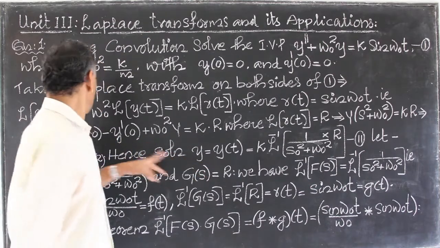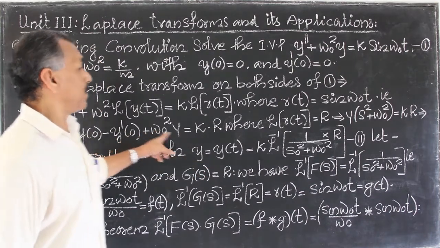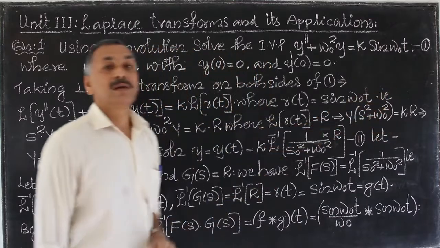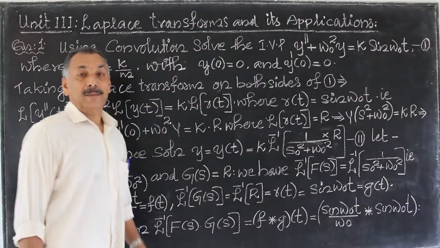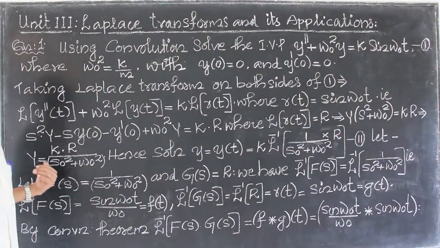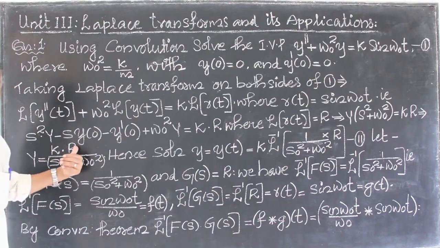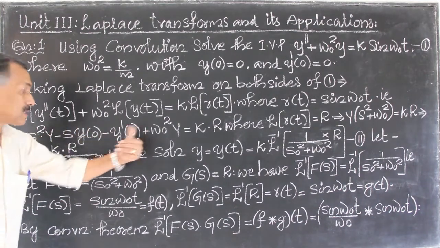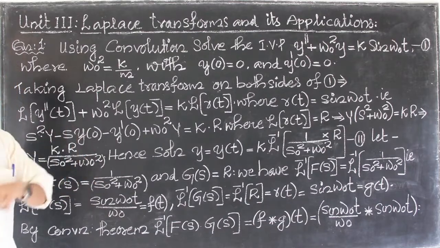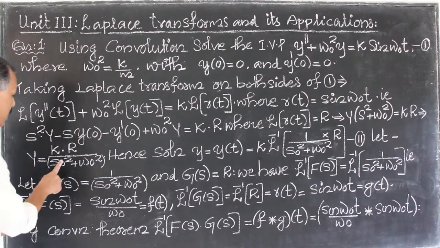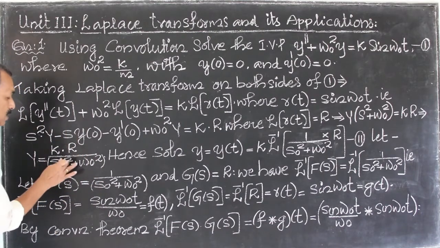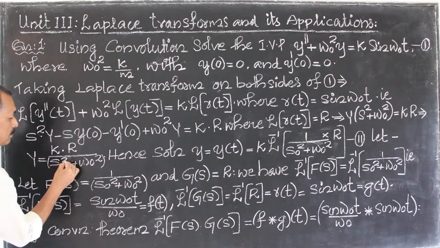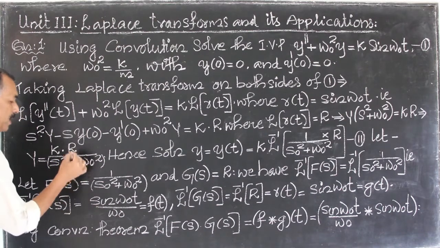That is Y times (s² + ω₀²) is equal to k times capital R. Then from that, Y is equal to k times capital R, the Laplace transform of small r, divided by s² + ω₀².